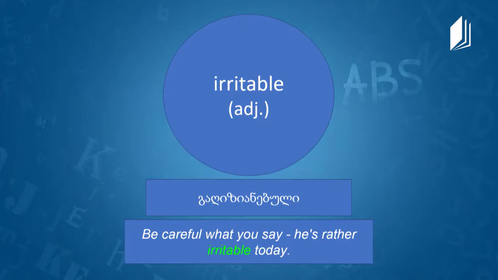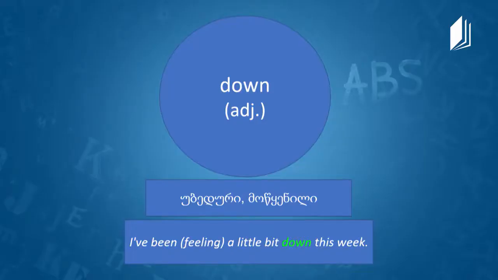And here is an example. Be careful what you say. He's rather irritable today. So it means that he gets irritated very easily, right? Stay away from such people, I guess. Such people, yeah. And the next word is down. Down is an adjective, and in Georgian it means უბედური, მოწყენილი.